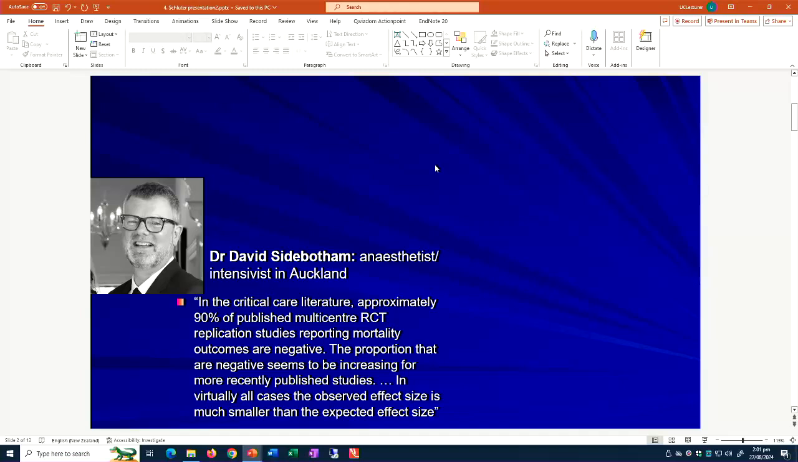Obviously, that's got massive implications for delivery of healthcare. You're thinking about that. And 90% of them, and this is his anecdotal stuff, were shown to be false. So what's wrong? That was his question. What is wrong? Why is this happening?